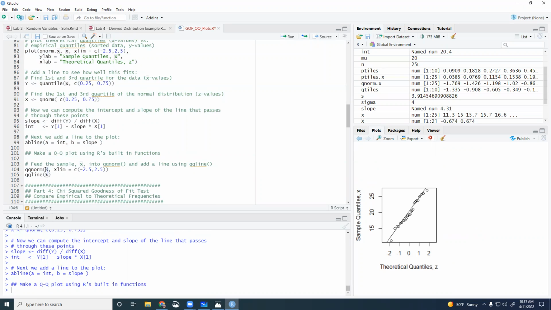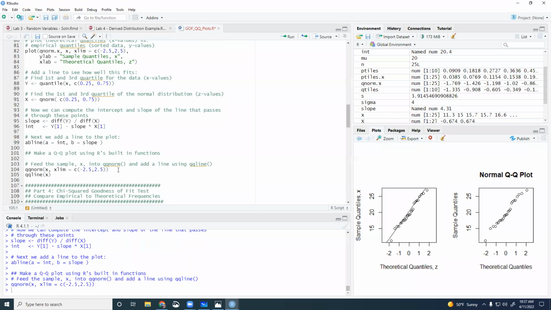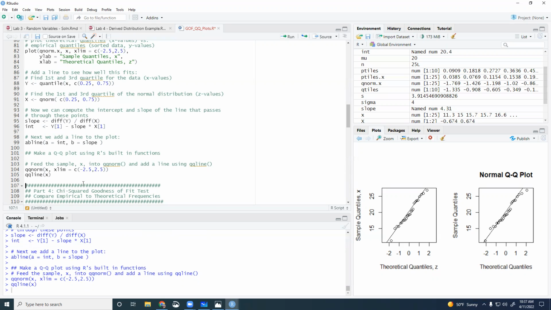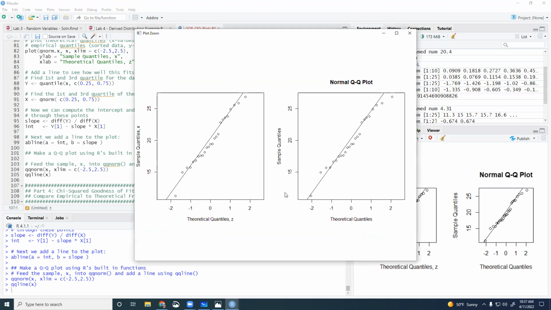You give it your sample, and then you can tell it some plot characteristics, and it's going to give you a plot. So it's the same exact plot. And then qqline, you give it your x values, and it will do the same steps that we just did. So we get exactly the same plot, and this is just a built-in function in R. qqnorm gives you the plot, qqline gives you that fitted line. There's no special library required to use qqnorm, just the base library in R.